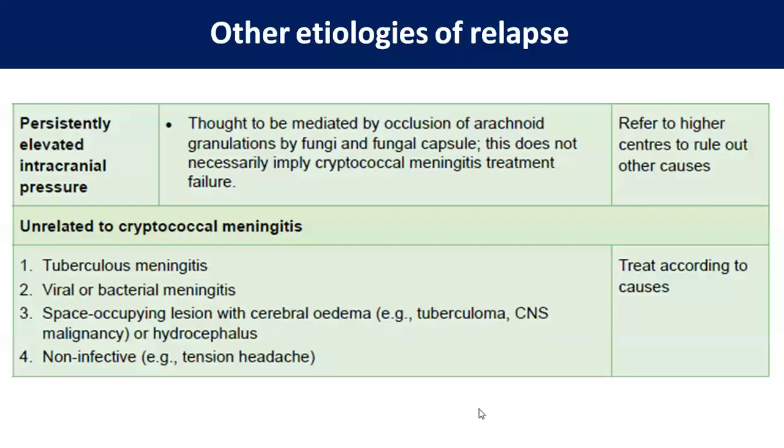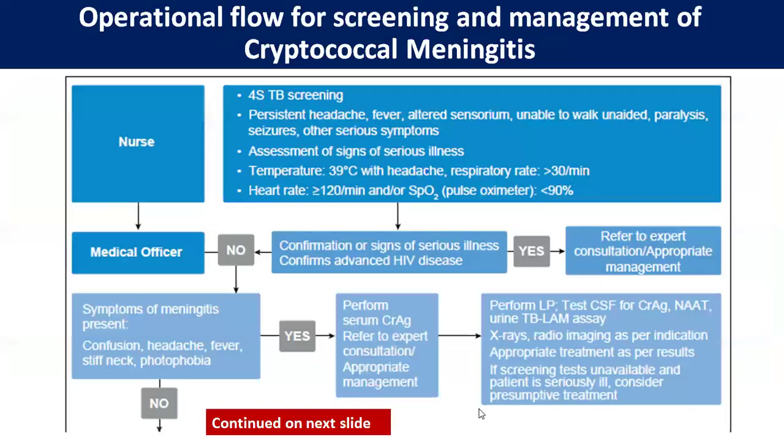So this is a screening and management flow chart wherein you screen for tuberculosis, persistent headache, fever, and altered sensorium. Then you look at signs of serious illness. You look at temperature, respiratory rate, heart rate, and so on. That is all assessed by the nurse, and then the medical officer takes over. So with none of these, then the presenting symptoms, if it is confusion, headache, fever, stiffness, and photophobia, then you have to look for cryptococcal antigen in serum.